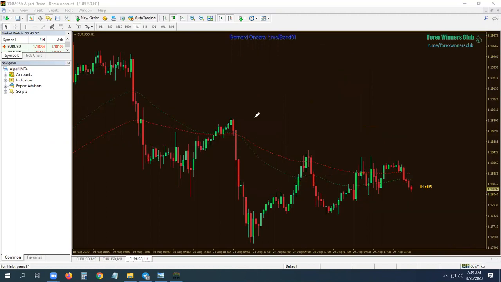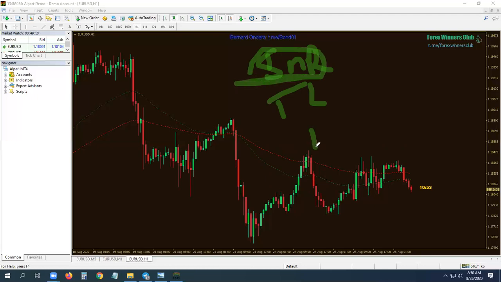Why is confluence important? Because there are people who trade with support and resistance only, they don't use trend lines. There are people who use trend lines and they don't use support and resistance. There are people who use Fibonacci alone. There are people who use moving averages only. They don't use any of these.